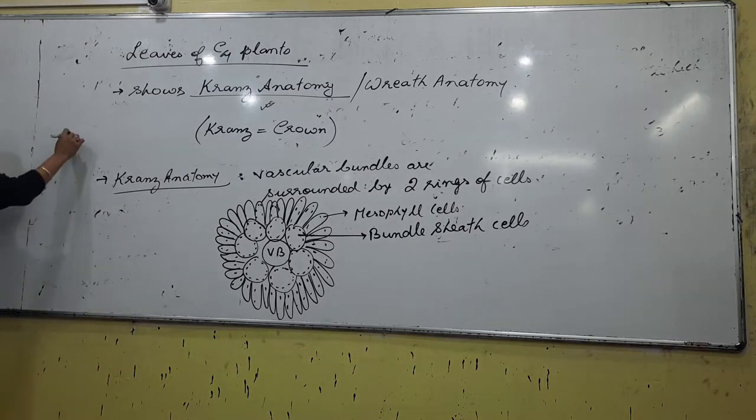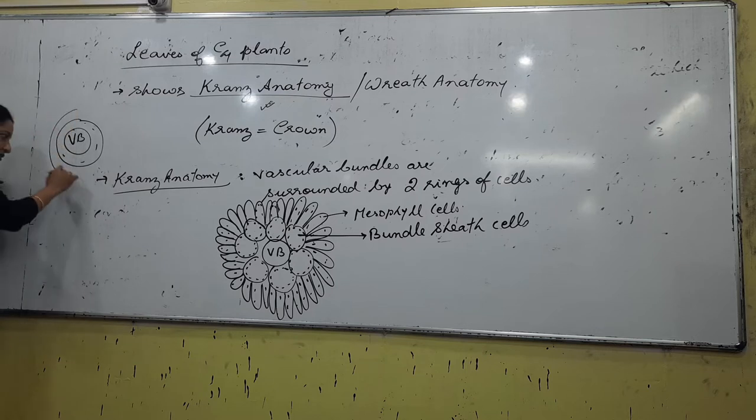Suppose we are talking about vascular bundle as this cell. Here one cell will be there, these cells around it, what will they be? Mesophyll cell. It will be surrounded by another layer of cells. This will be called as, sorry, I said it the other way round. Vascular bundle will be surrounded by the bundle sheath. Bundle sheath will be surrounded by mesophyll. This is what I mean by saying two rings of cells.